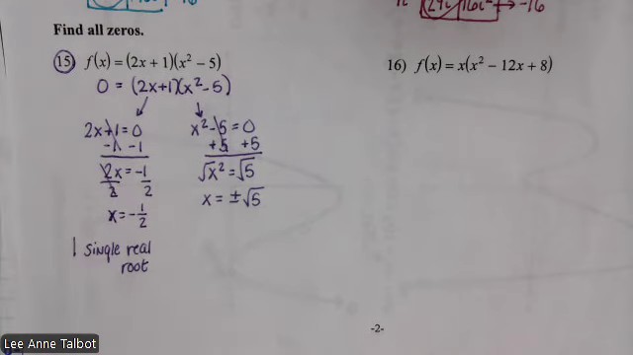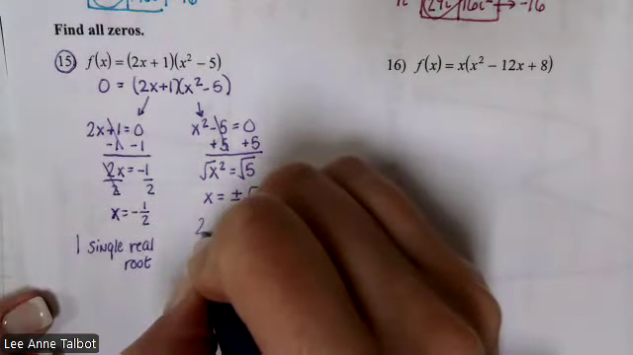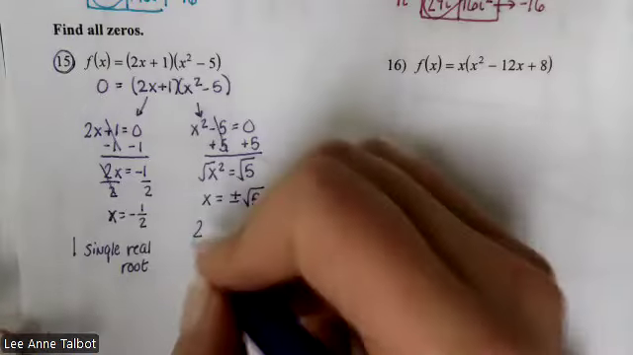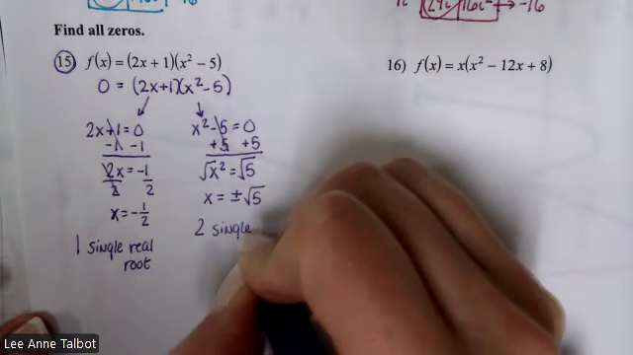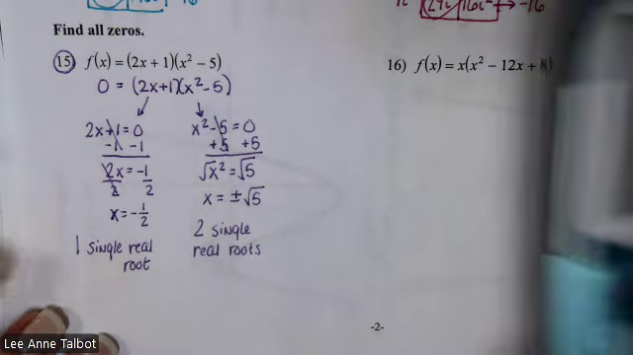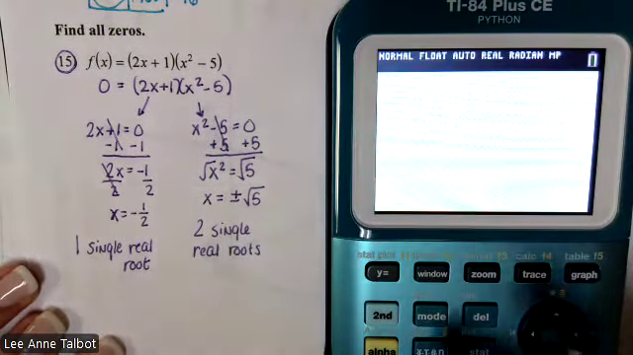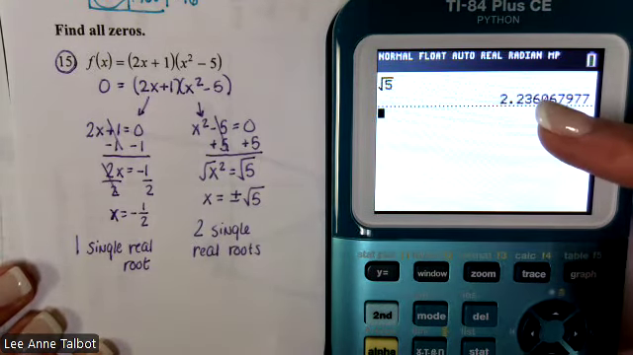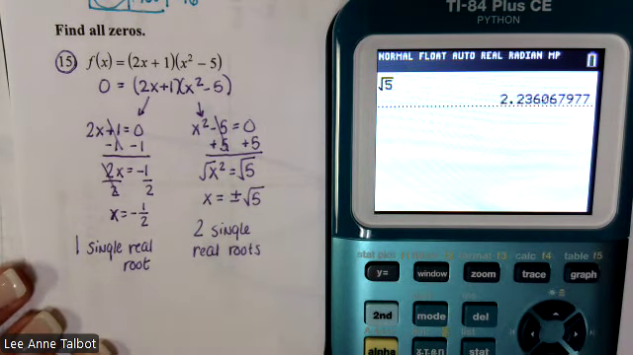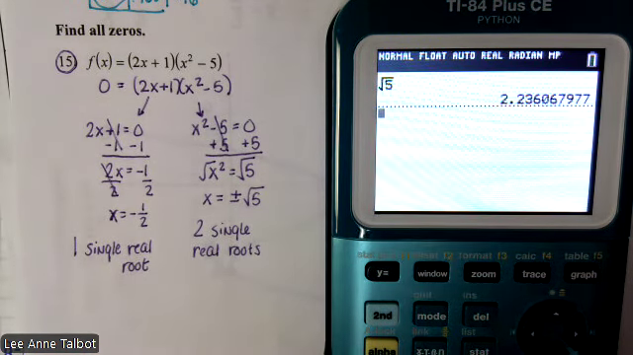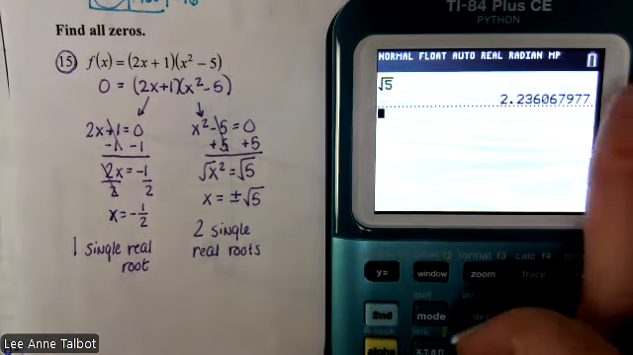Okay. What is this called? Not complex because there's no I. 2 single real roots. They're still real. They're just gross. Let me show you how gross. They're still real. They're just horrible decimals that you don't want to graph or deal with, but still real. If it was I root 5, something with an I in it, then we would say complex.